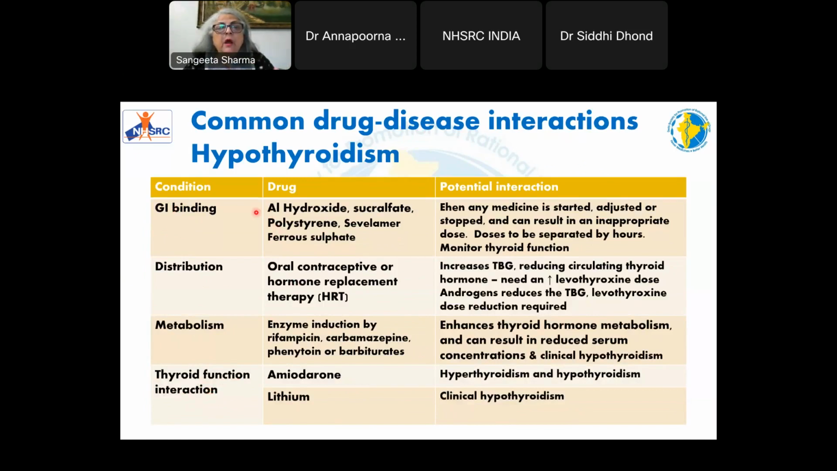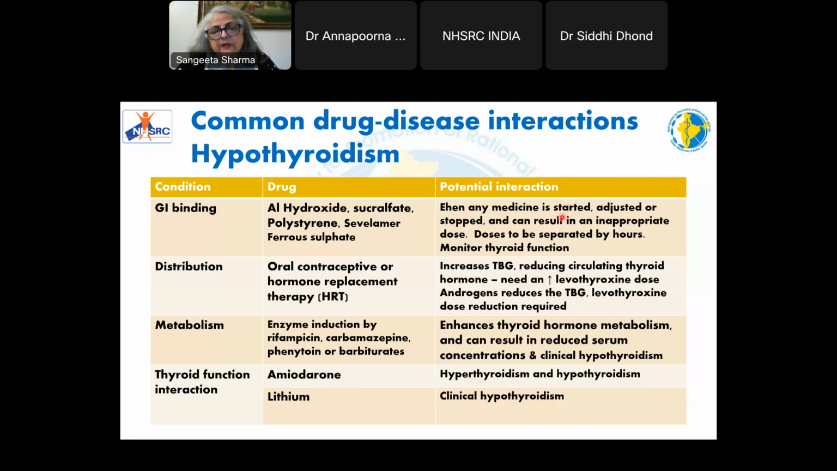So remember, antacids, sucralfate, polystyrene, ferrous sulfate: the interaction may happen when any of these drugs is started, added, adjusted or stopped. So you need to readjust the thyroxine dose in these patients, and it would require monitoring of thyroid function.